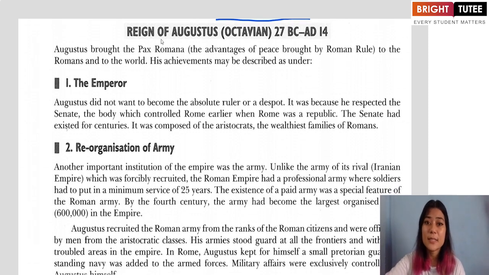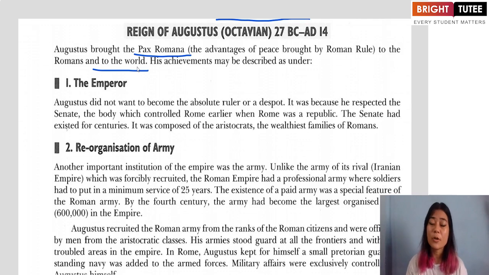Now let us look at the reign of Augustus, Octavian. Augustus brought the Pax Romana to the Romans and to the world. His achievements may be described as under. Augustus brought about many changes during his reign. He brought peace in the empire, which prevented the empire from constantly fighting with its rivals and constantly invading its enemies.